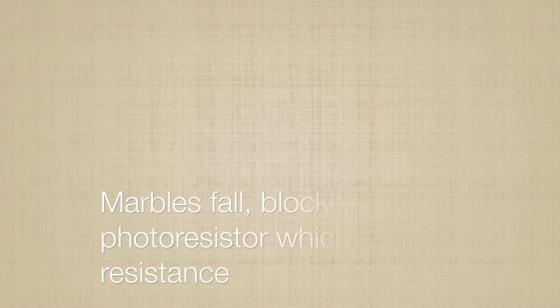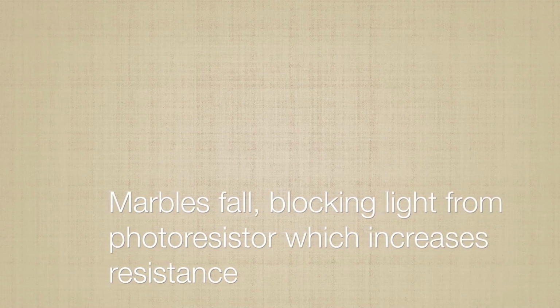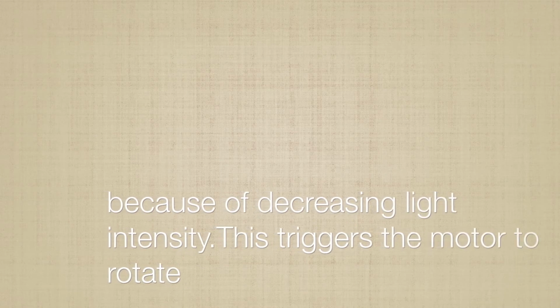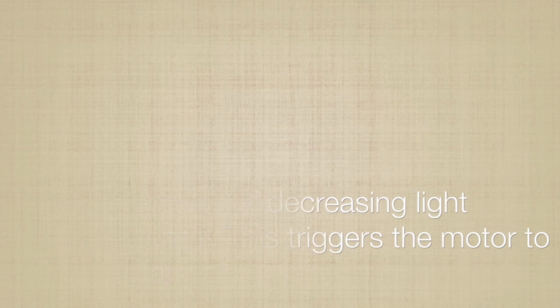The machine is connected to the previous part by a photoresistor. When the small marbles fall onto the photoresistor after passing through the sieve, they block the light and the resistance of the photoresistor increases with the decreasing incident light intensity. This change was recorded, which then triggers the motor attached to the weighboat to rotate.